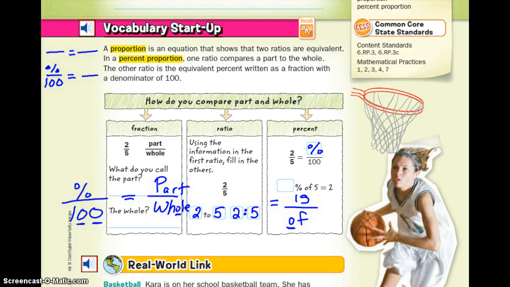So in this case, to go from 5 to 100, it's times 20. 2 times 20 is 40, so we have 40% of 5 is 2. Okay, spent enough time here, let's turn the page.